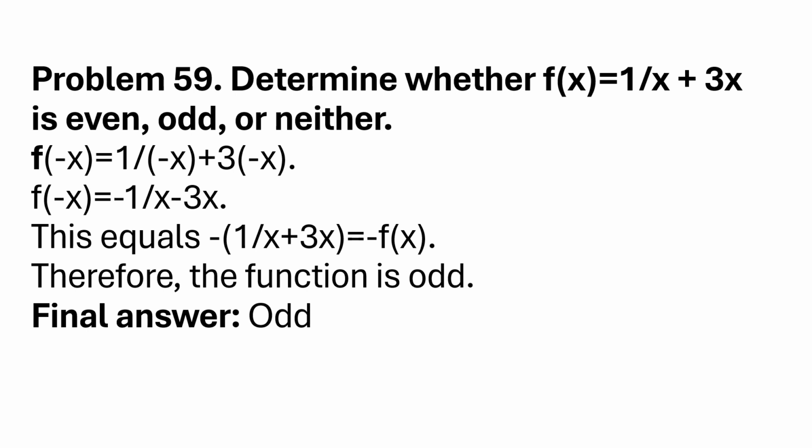We substitute negative x into the function. After simplifying, we find that f of negative x equals negative f of x. Therefore, the function is odd. Odd functions have symmetry about the origin.